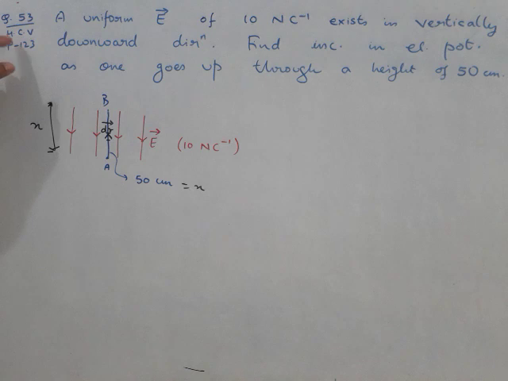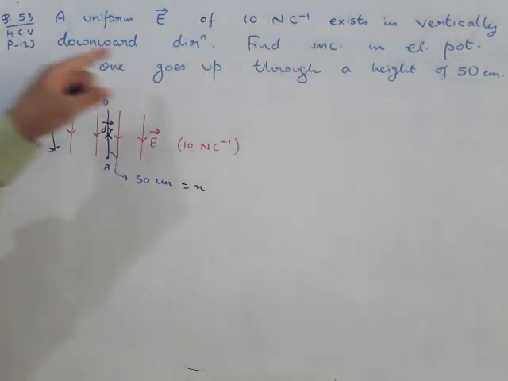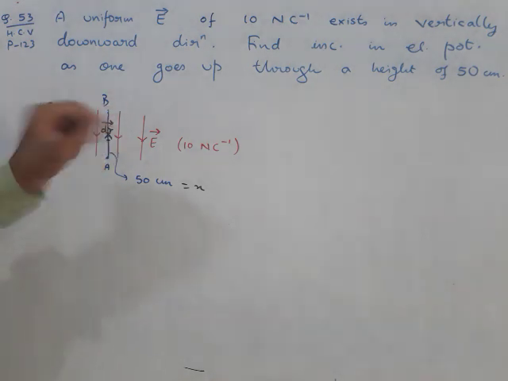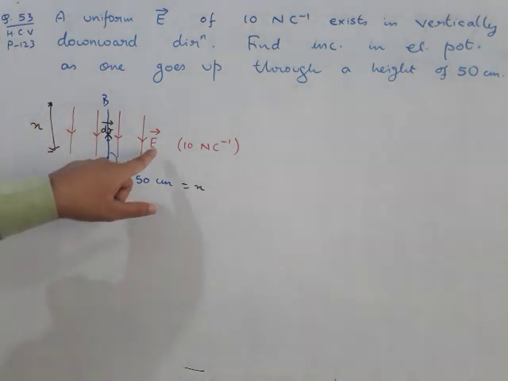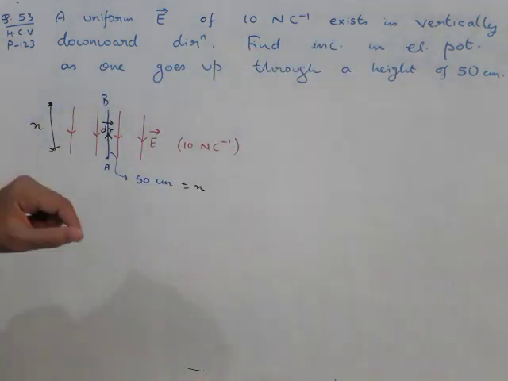Next question I am taking from H.C. Verma, page 123, question number 53. A uniform electric field of 10 Newton per coulomb exists in vertically downward direction, which I have represented by the red arrow pointing downward. So this is a uniform electric field, that's why I have drawn parallel lines which are equally spaced. So this is the E vector. You have to find the increase in electrostatic potential as one goes up through a height of 50 centimeter.